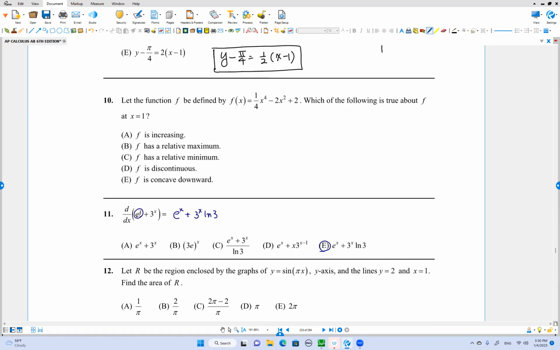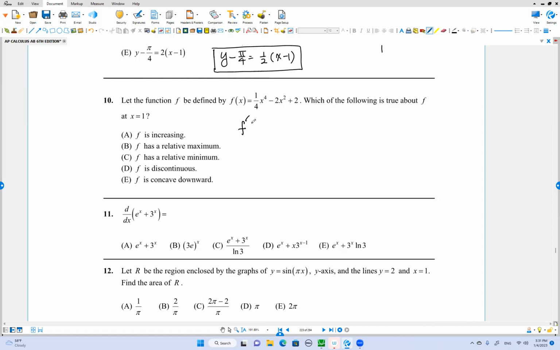Number 10. I'm going to take this one out. The function f is defined by f of x equals 1 over 4 x to the fourth minus 2x squared plus 2. Which of the following is true about f at x equals 1? Increasing, maximum, minimum, discontinuous, concave down. We need to find what? The first derivative and second derivative, right? First derivative first.